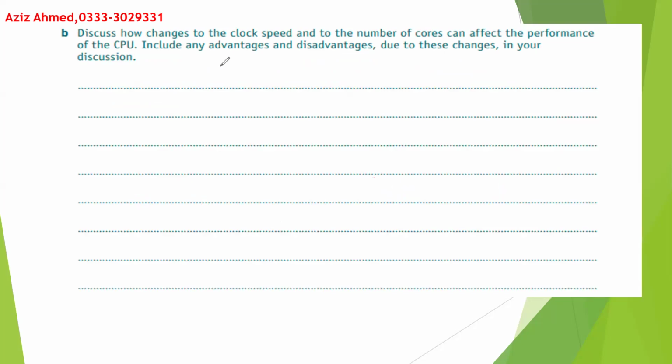Now it says discuss how changes to the clock speed and to the number of cores can affect the performance of the CPU. Include any advantages and disadvantages due to these changes. Teacher, can you explain what a core is? Core means a processor. It has three components: CU, ALU, and registers.